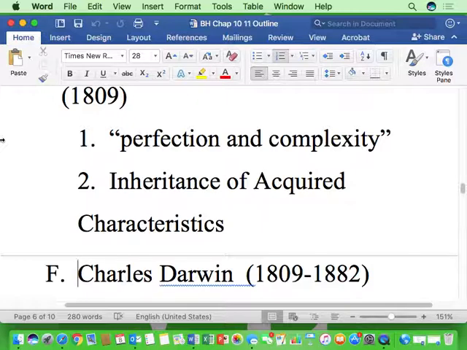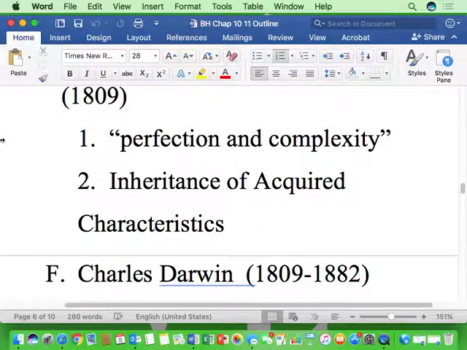So on Tuesday, we started talking about evolutionary theory and some of the contributors to evolutionary theory. Today is our Darwin Day. We're going to focus on Charles Darwin. Now, a reminder, I think I might have mentioned this to you on Tuesday, that we talked about Lamarck. He was the last person we talked about.